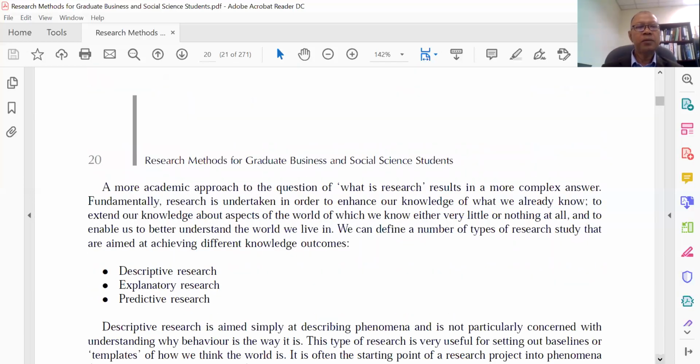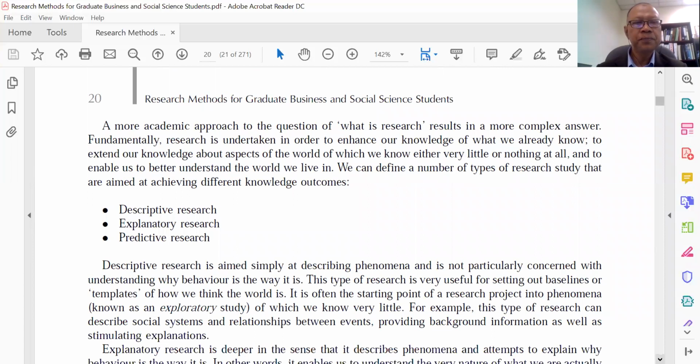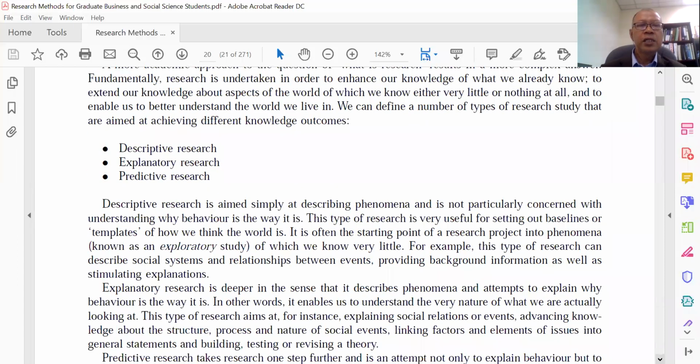There are three types of research. The first one is descriptive research. The second one is explanatory research. And the third one is predictive research. Descriptive research is aimed simply at describing a certain phenomena. Just describe the phenomena without being concerned about why that phenomena occurs. So the aim is just to describe.